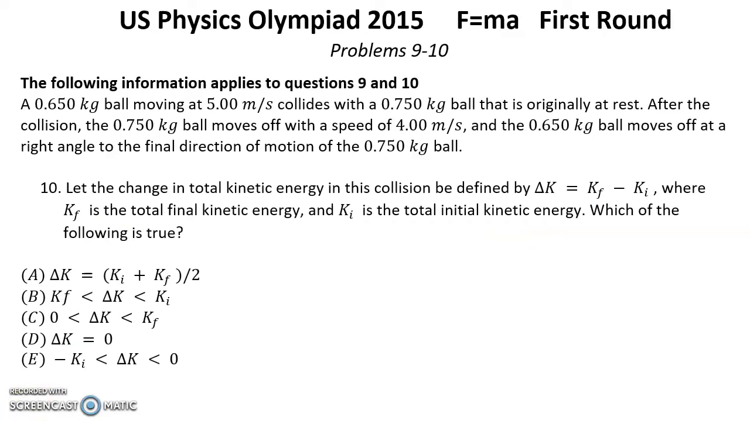Question 10. Let the change in total kinetic energy in this collision be defined by delta K equal Kf minus Ki, where Kf is the total final kinetic energy and the Ki is the total initial kinetic energy. Which of the following is true?